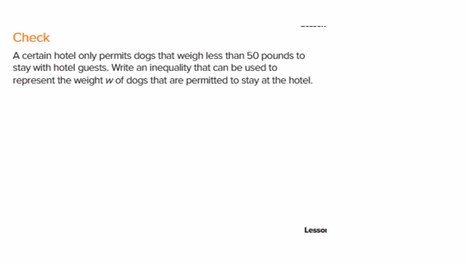All right, so let's look at what this is saying. Once again, we're going to cube our word problems. A certain hotel only permits dogs that weigh less than 50 pounds to stay with hotel guests. Write an inequality that can be used to represent the weight, W, of dogs that are permitted to stay at the hotel. So when I'm looking at my numbers and labels, I have 50 pounds. I also have that I'm representing the weight with the variable of W. I'm to write an inequality showing the weight of dogs that are permitted at the hotel.